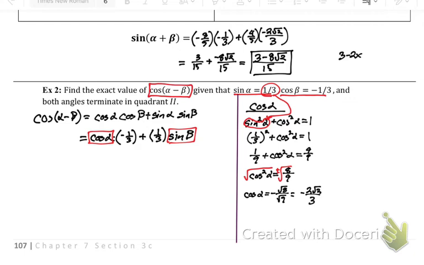I have negative 2 squared, because this is plus or minus. I had to decide if it was negative or positive. So square root of 8 turns into 2 square root of 2. And it has to be negative because we're in quadrant 2. So you can do either way, pretty much.